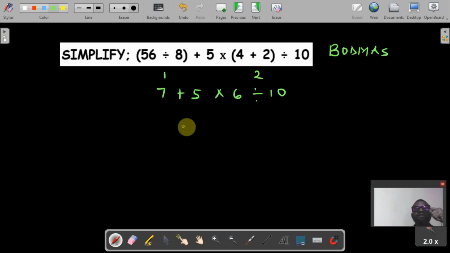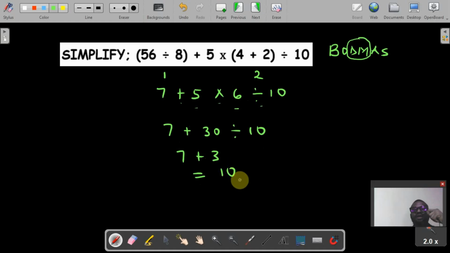Now I have here 7, plus, here I have multiplication, I have division. So according to BODMAS, division can come first or multiplication, they are together. So let me handle this multiplication first of all. So I have 7, then plus 5 times 6 will give me 30, then divided by 10. Okay, so division will now go next. 30 divided by 10 will give me 3, so my answer becomes 7 plus 3, and this will give me 10 as my answer.